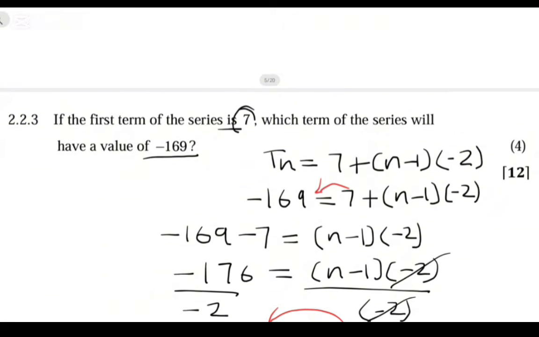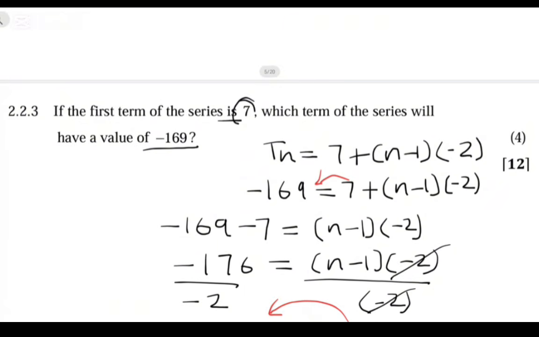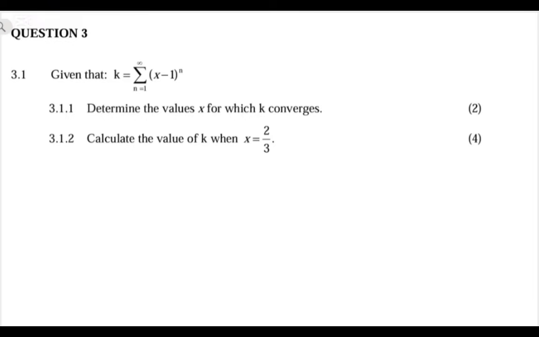So moving on to question 3. Question 3 starts with this. We are given this sigma notation whereby they say k is equal to that thing that you see there. I don't have to read it out. So 3.1.1, they say determine the values of x for which k converges.